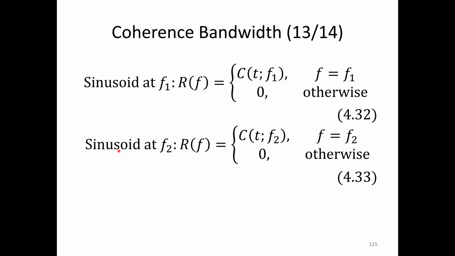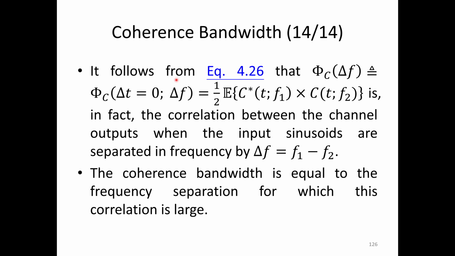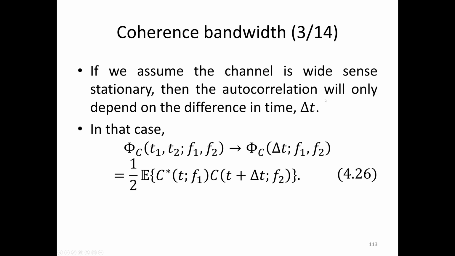Similarly, for the sinusoid at frequency f2, the received signal R of f is equal to C of TF2 if f is equal to f2, and R of f is equal to 0 otherwise. So it follows from equation 4.26. Let us go to equation 4.26.